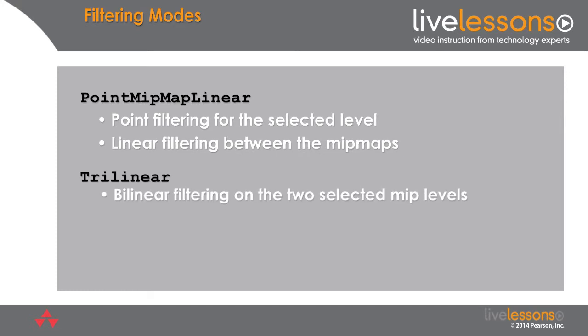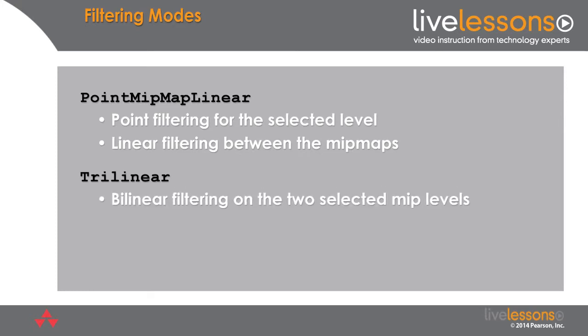And then trilinear filtering, which is the highest quality filtering that we're going to use here, allows us to do bilinear filtering between two mip levels, and then we're going to do linear filtering on the final results of the two bilinear filter processes. Between the two mip levels, we'll do linear interpolation between those to produce a final result.